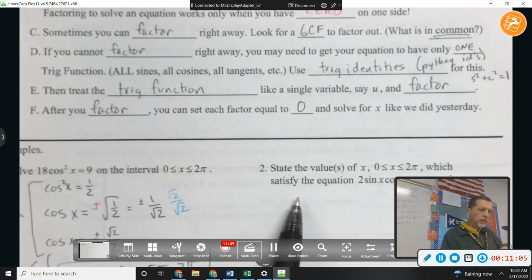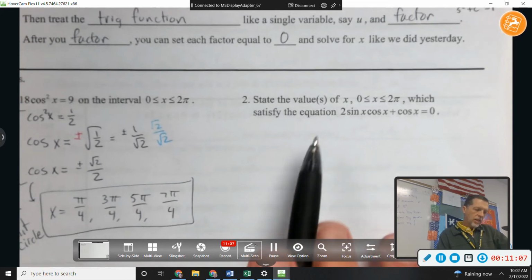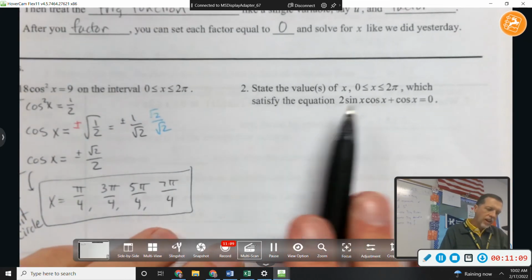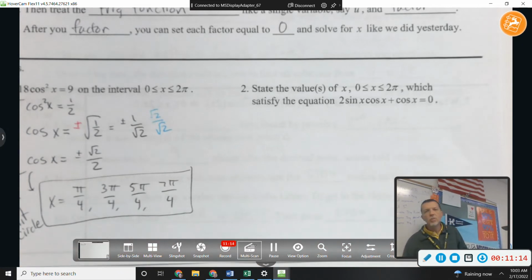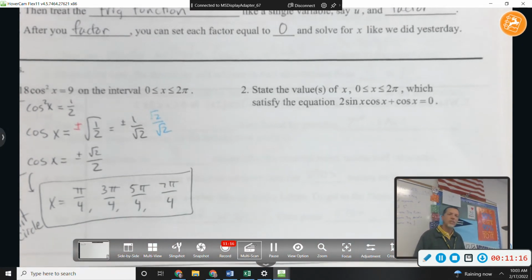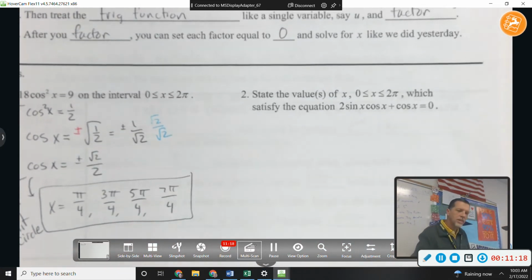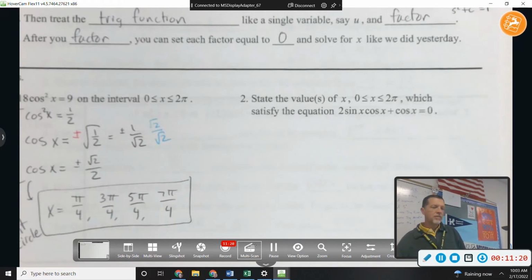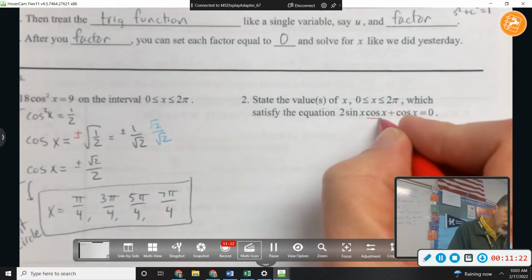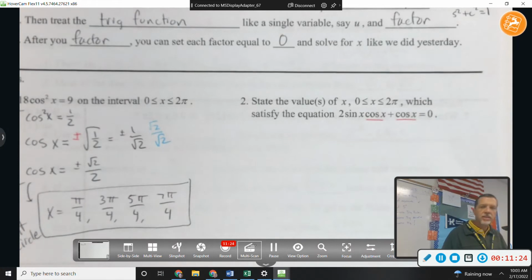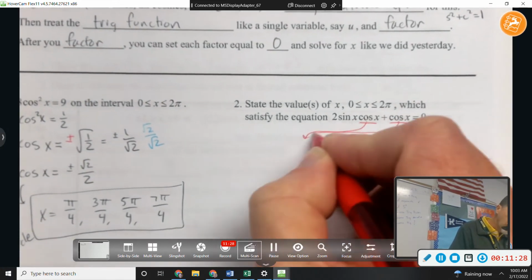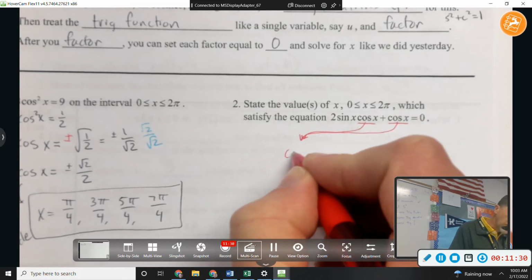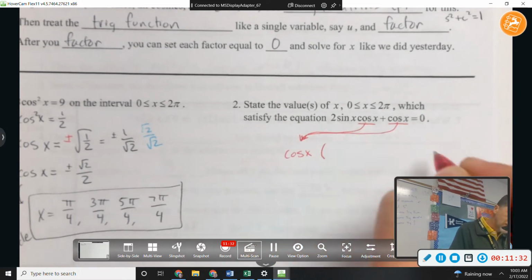So number 2. State the values of x which satisfy this equation. What can we do first with that equation? Do you see something we can do? Factor out cosine of x. Right, there's a common factor. So I'm going to factor out the cosine. I'm going to sort of unmultiply it, put it back out front.